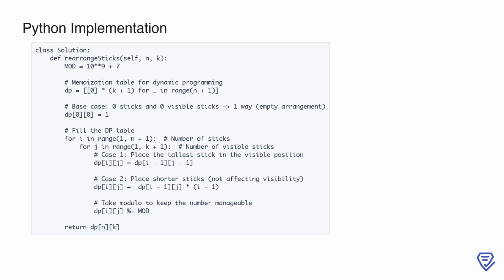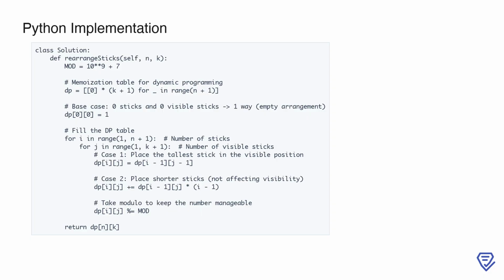First, a 2D list dp is initialized to store intermediate results, where dp[i][j] represents the number of arrangements of i sticks with j visible. The base case is dp[0][0] equals 1, corresponding to an empty arrangement. The dp table is filled iteratively.